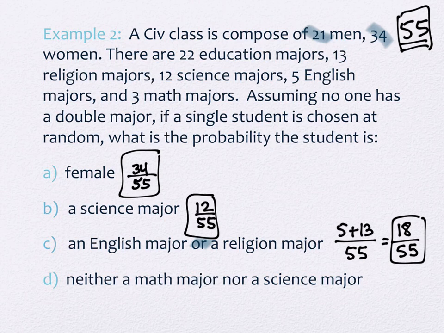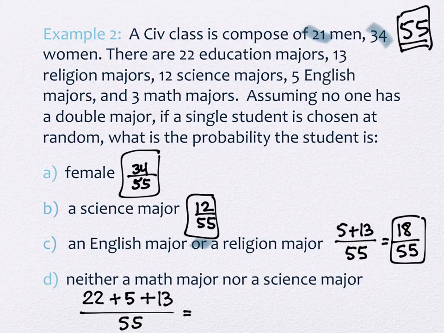So not math, not science means I'm going to add, let's see, where did we start? Education, that's 22. We have science is 12. English is 5. Oh, I think I skipped religion, didn't I? And what was the religion one? 13. Okay, these are the ones that are not the math and the science. Wait. Did I add something I shouldn't have? Oh, I added science in. Well, that was unfortunate. Let's take those 12 people out. It felt like that was more than I was supposed to have. I thought I was supposed to only have 3. Very good. All right. All over 55 still, right?